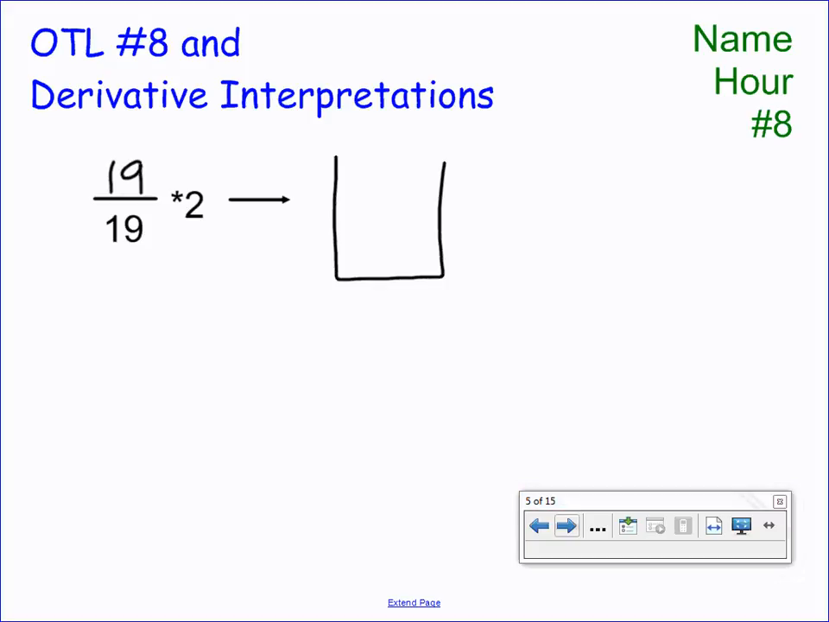Does the derivative interpretation packet staple? Yeah, please. So that includes the derivative interpretations packet, please.